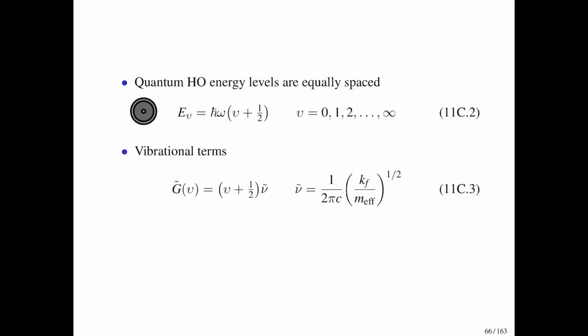And as we did with the rigid rotor energy levels in the last video, we're going to convert this formula from energy units to reciprocal centimeter units. And so that's all this conversion is here. We're just rewriting the energy as a wave number. And we're using the symbol G for the vibrational term, and it gets a little tilde to let us know that it's in reciprocal centimeters. But the formula is the same.